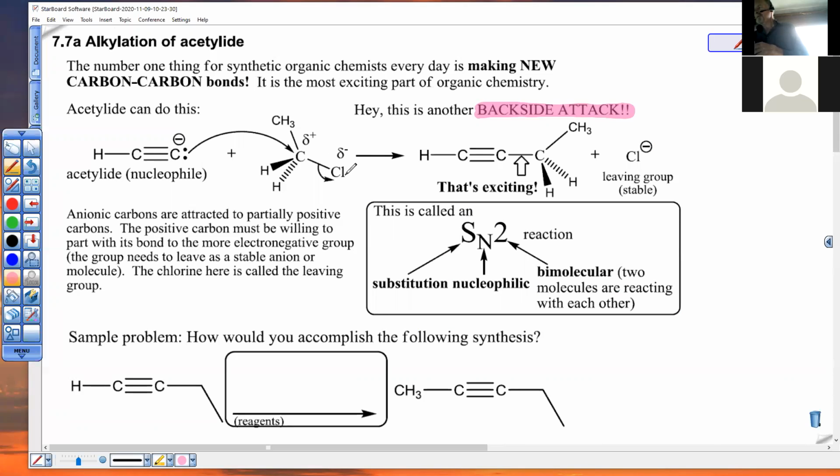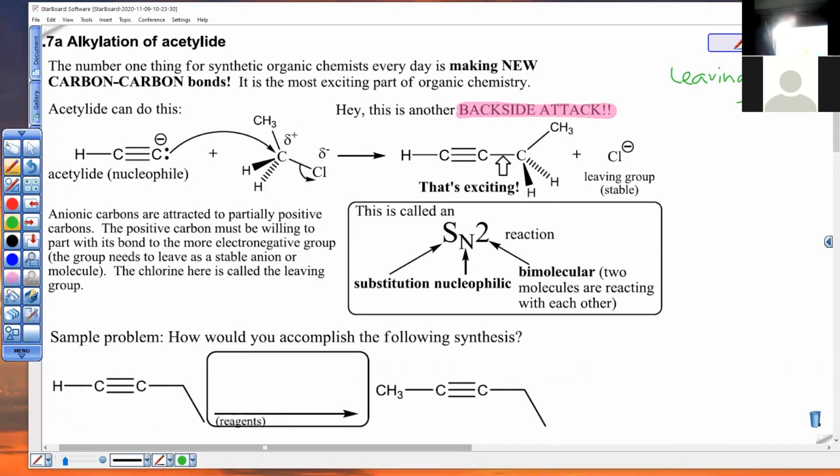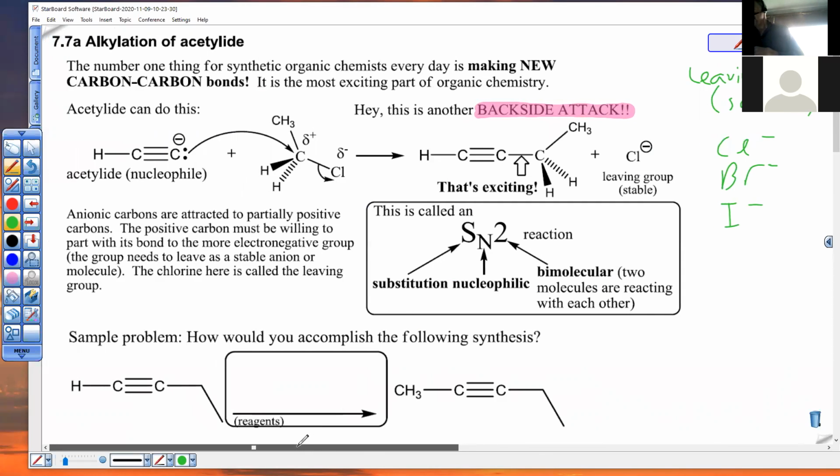And let's keep your life simple. Leaving groups that you're responsible for right now, leaving groups so far: Cl minus, Br minus, I minus. Conjugate bases of 3 of the strong acids. That's a bit of a hint at other leaving groups in the future. Conjugate bases of strong acids are very stable. That's why they were strong acids when they had H plus on them. And here they're being generated in a different fashion, but the concept of stability is the same.